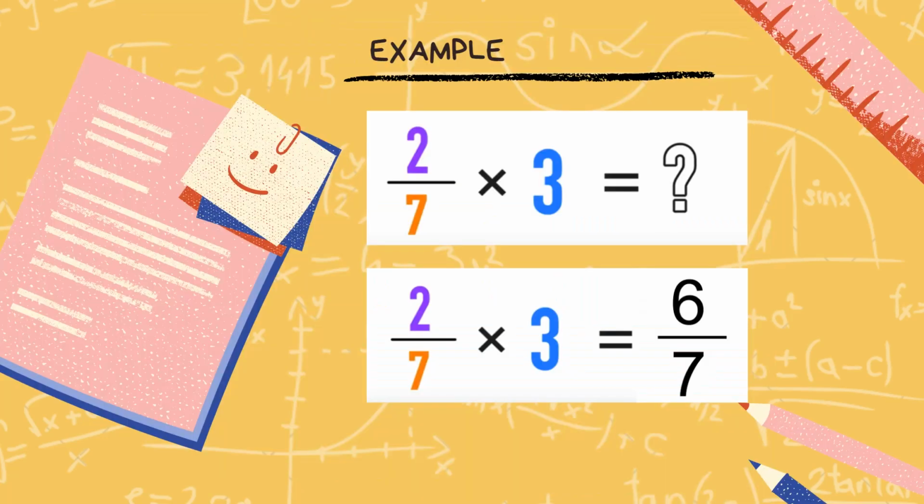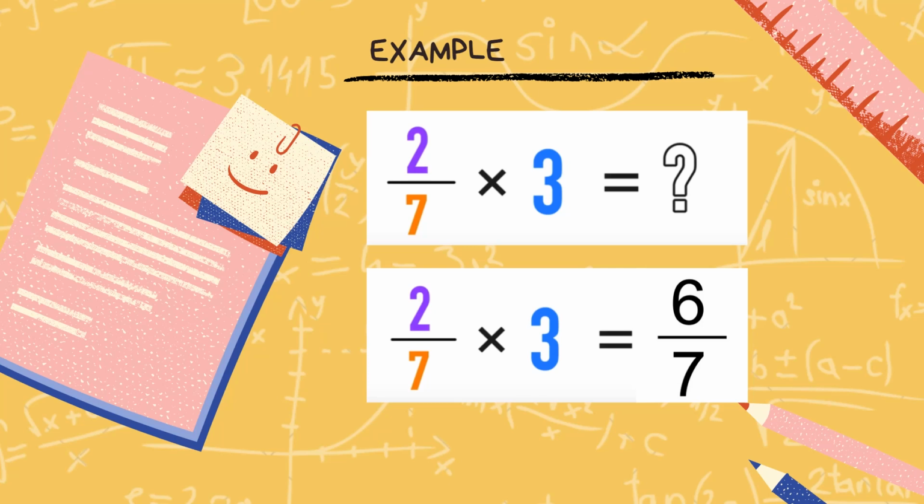Next example is 2 over 7 times 3. Fraction and a whole number. So, paano natin multiply ito? Tandaan natin lagi na kapag whole number ay minumultiply sa fraction, laging may denominator yung whole number na 1. Tandaan nyo lagi yan. Laging may denominator na 1 siya.